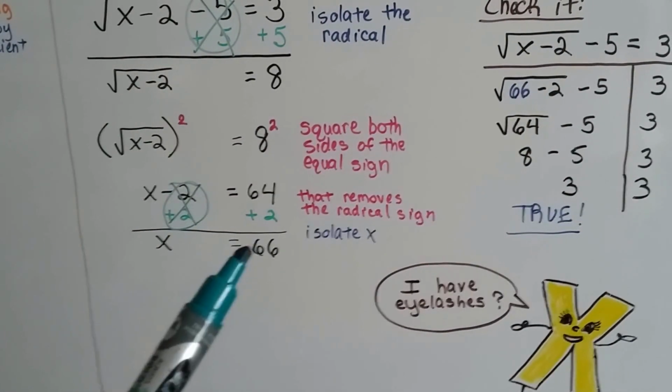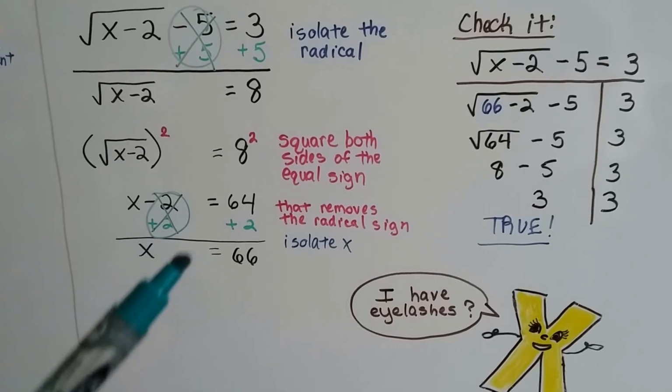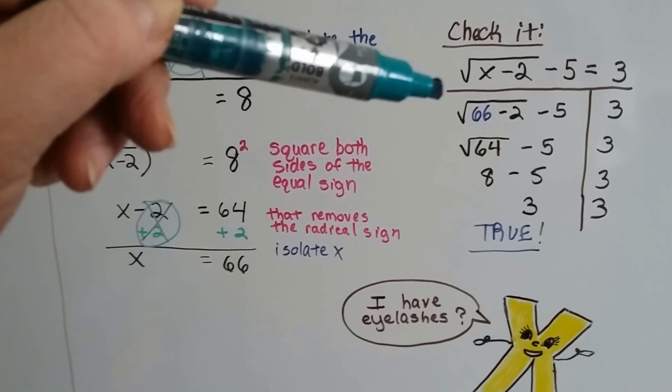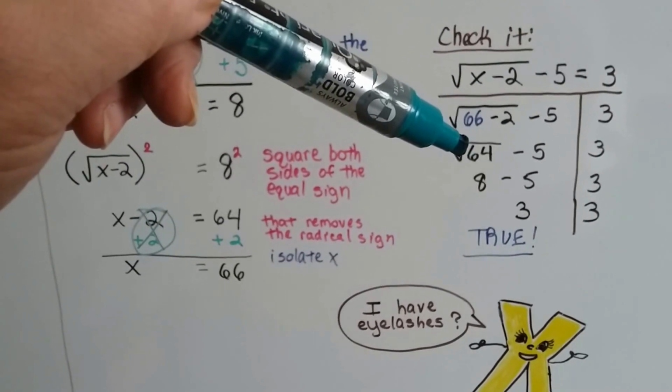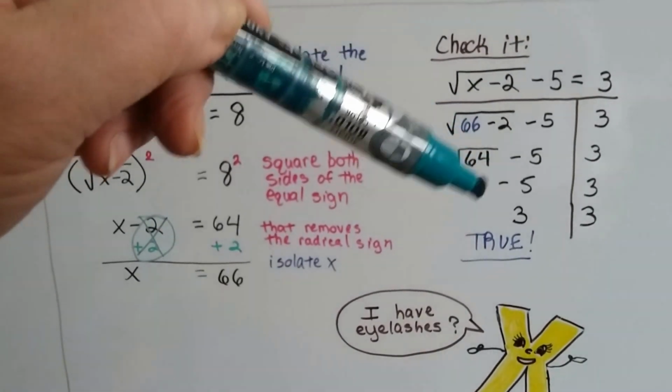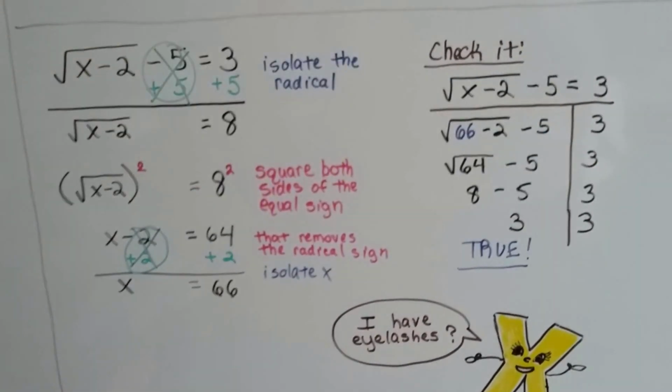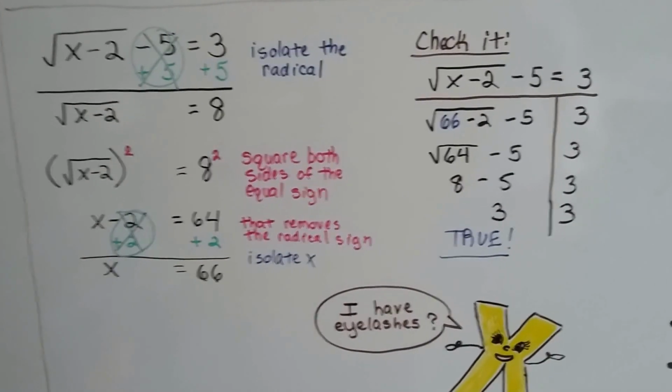Now to check it, all we have to do is plug in 66 for x in our original equation, and we get the square root of 66 minus 2, which is the square root of 64, which is 8. 8 minus 5 is a 3. Yep, it's 3. So it worked.